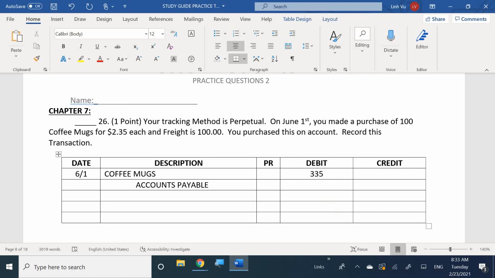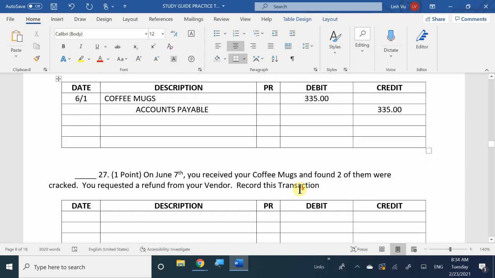335. So that's 235, because it's 100 times $2.35, plus the freight of $100, to give you a grand total of 335. You can make a note here if you'd like for practice, but all I want you to know when you journalize is, can you recognize that I want inventory and accounts payable, and that the inventory is for the full amount, including the freight. Okay.